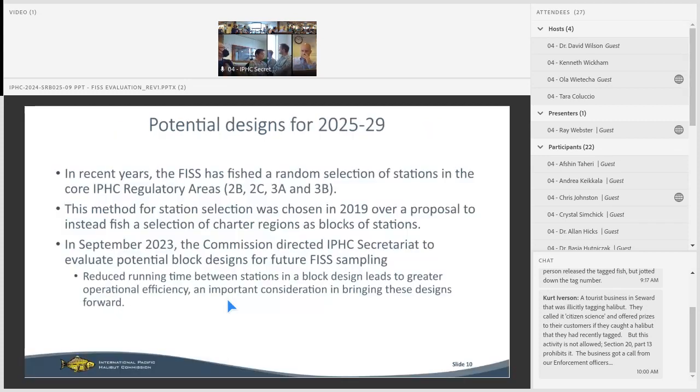So in recent years, the FIS has fished around stations in the core, as I mentioned. Well, that was the goal anyway. This method was chosen in 2019, a proposal to fish charter regions as blocks of stations, similar to what we do outside of the core. And the commissioner has since directed us to evaluate potential block designs, and that is the preferred approach for us going forward to improve efficiency of the FIS, hopefully getting some lower bids relative to designs based on randomized stations.